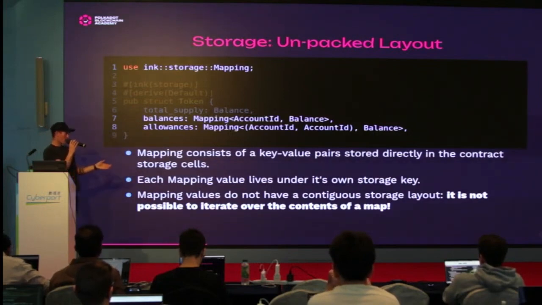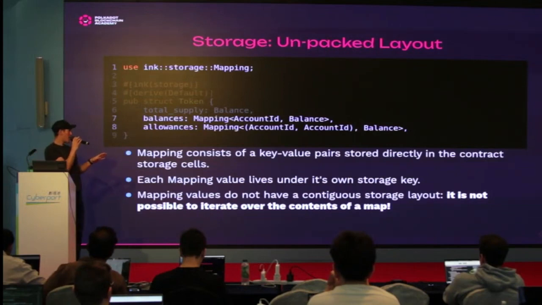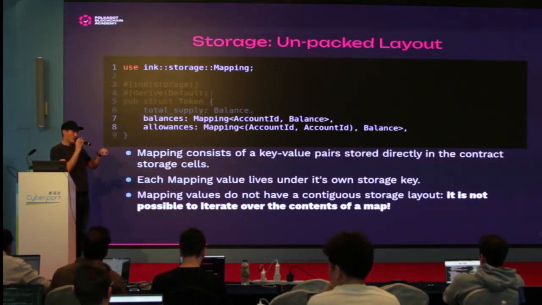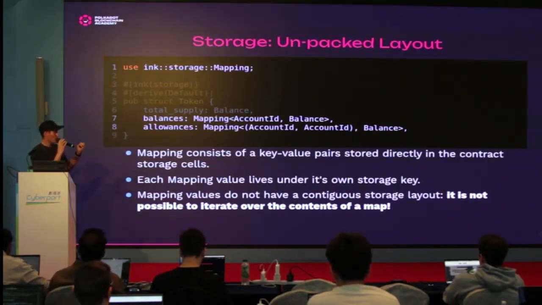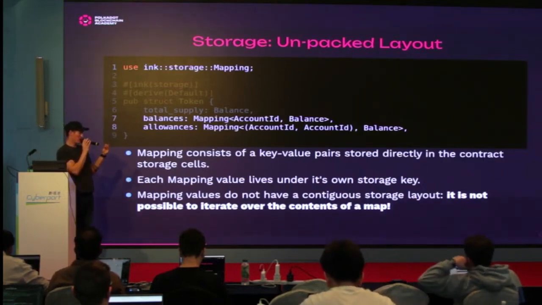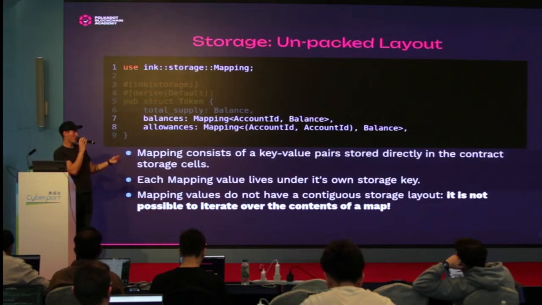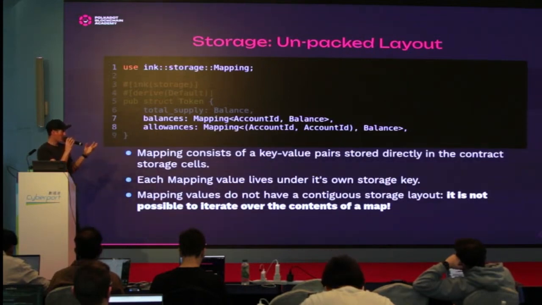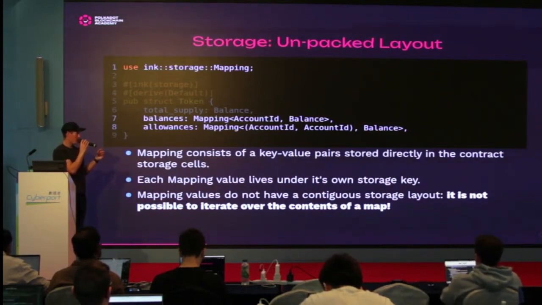There are other collections, like you have your hash map, you have your tree map, but in ink, or thus far, they do not display that behavior. They all live under a single cell, in fact. So reading that, you would decode the whole collection. And mapping is different. Mapping is really a direct way of working with the key value database.